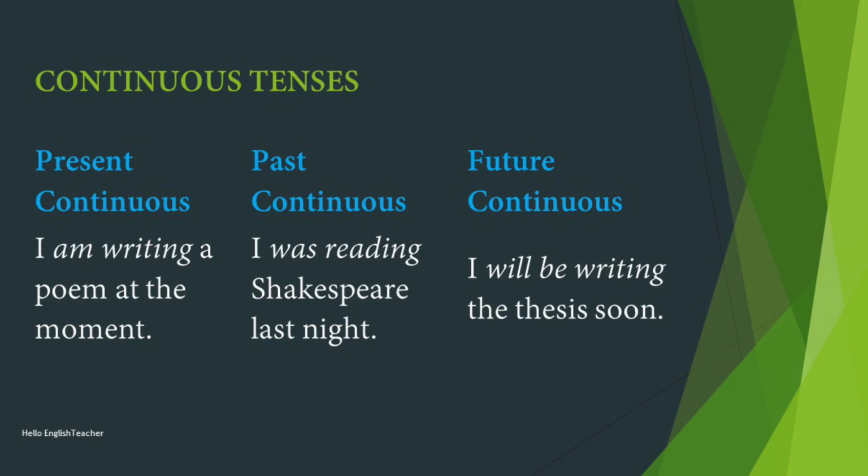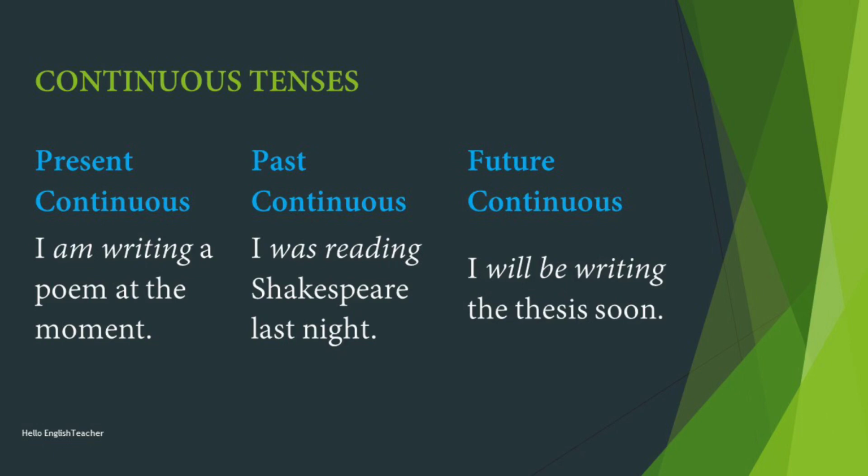You will be waiting for her when the plane arrives. So, will be plus waiting. Waiting is called the present participle or the ing form of the verb. So, will be plus the ing form of the verb is one way of using the future continuous tense, and the other way is by using the forms of be going to, that is, is going to, am going to, or are going to. These are the ways in which you can express the future continuous tense.